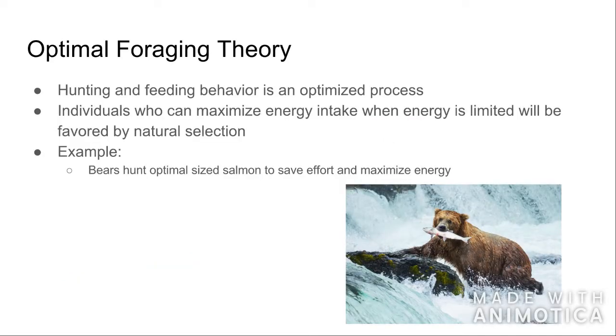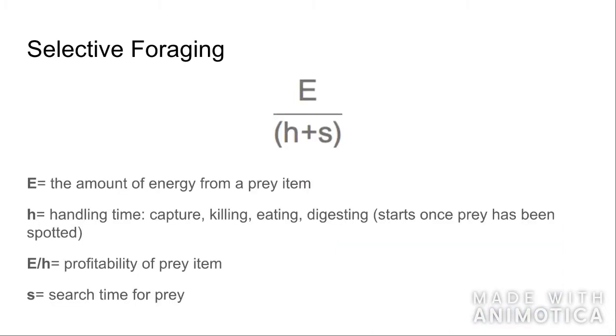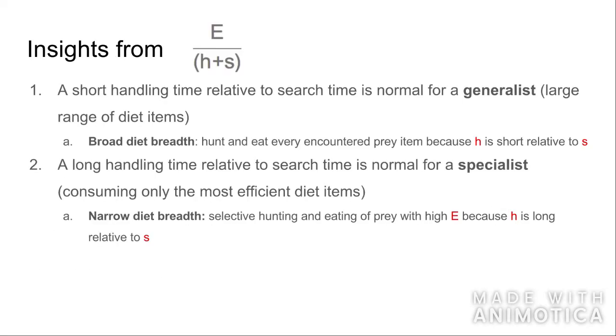So the next part of the lecture is optimal foraging theory. This is seeing that hunting and feeding behavior is an optimized process. So individuals that can maximize their energy intake when energy is limited will be favored by natural selection. So this brings us to the equation. E, as we can see, is the amount of energy from a prey item. H would be handling time, and this starts once prey has been spotted, so capture, killing, eating, etc. And S is the search time for that prey item.